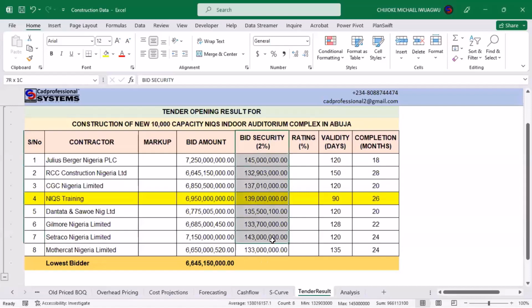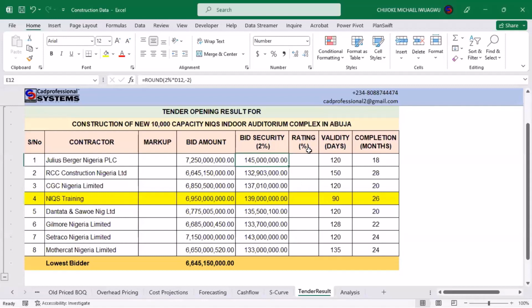So you have to consider creating a column also for bid security. Then 2% of the bid security will be announced, which is 2% of their bid price, is what will be announced here. What I went ahead to do is to put it in an Excel formula. 2% of this amount is what we have here. And I went further to make it a round number. So we drag it down across.